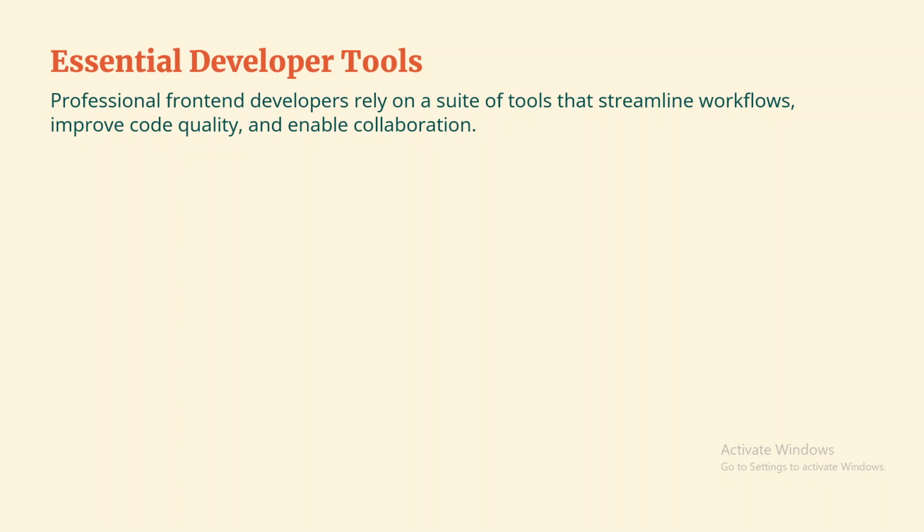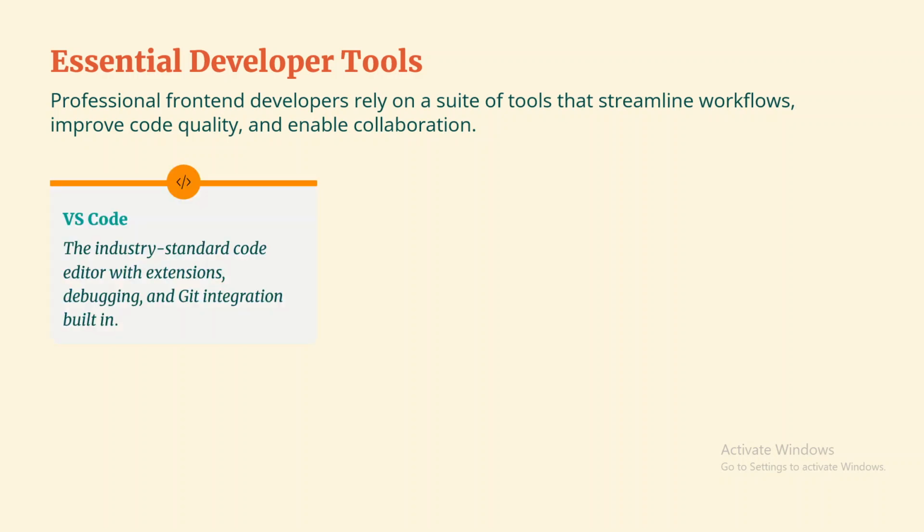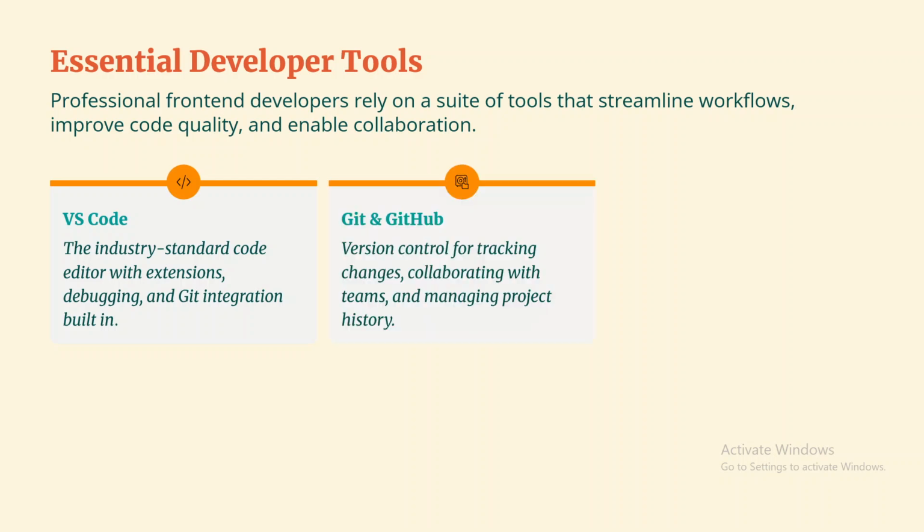Okay, so professional developers use these tools daily. The first one, VS Code. VS Code means Visual Studio Code. I think you have seen it. It is a free and powerful code editor with extensions, debugging, and Git integration also available. So next one is Git and GitHub. It is a version control tool to track code changes, collaborate with teams, and showcase projects.